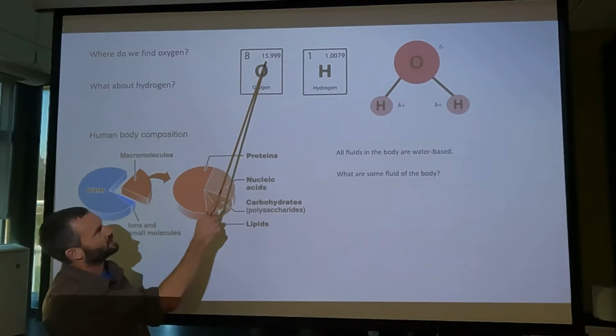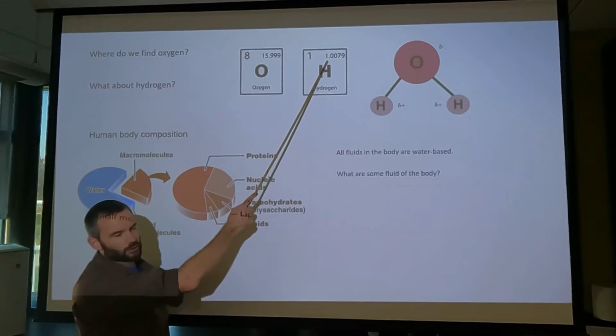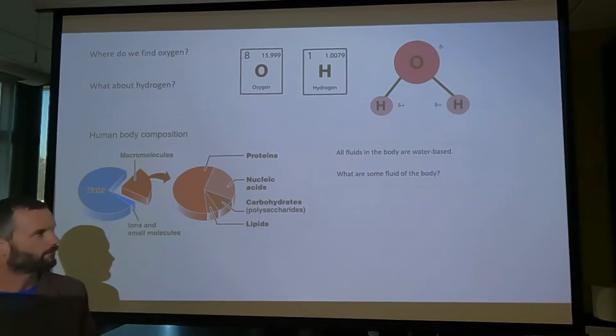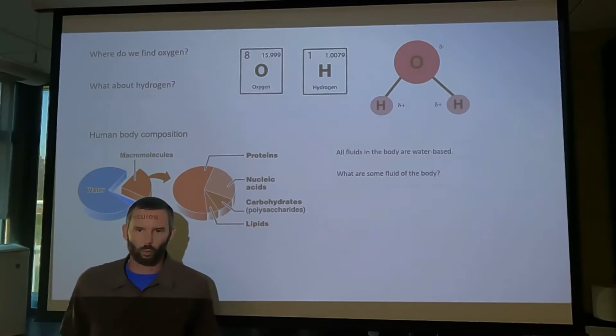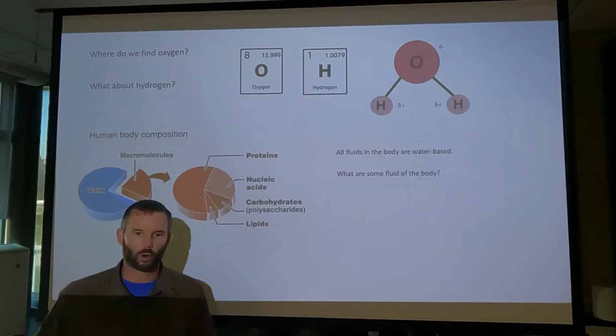What's the molecular weight of oxygen? It's 16. What's the molecular weight of hydrogen? It's only 1. So we find a lot of hydrogen in water. All the fluids in the body are water-based. They're all made up of 90% water or more.